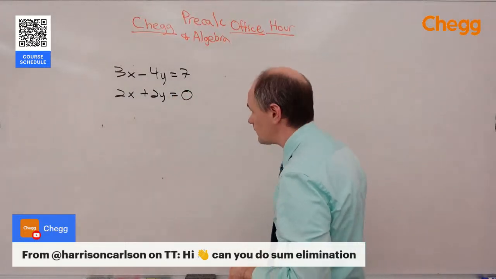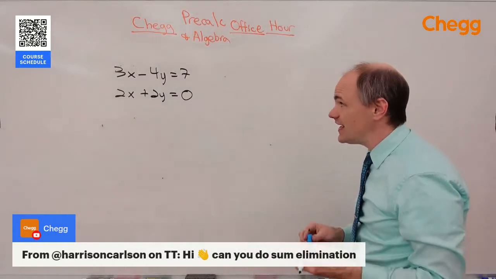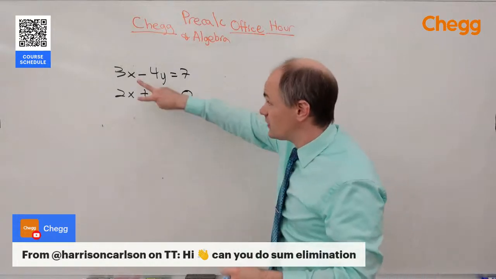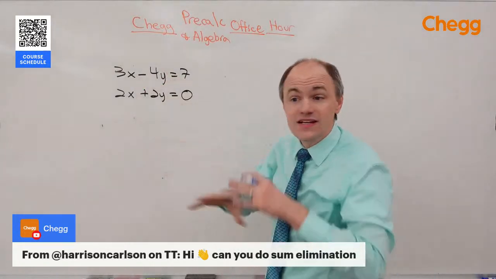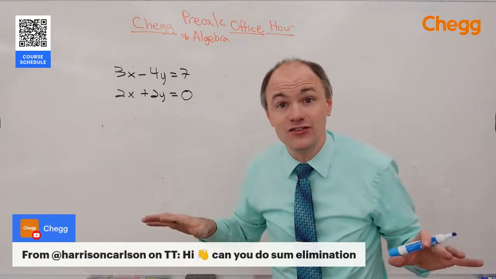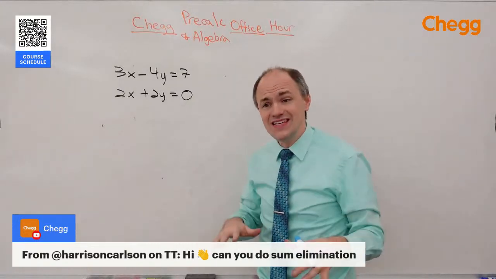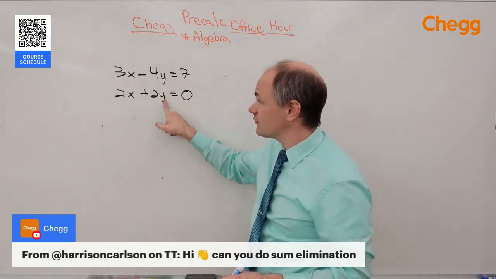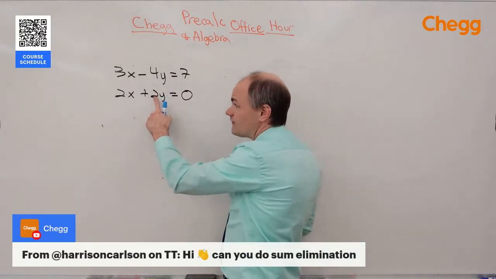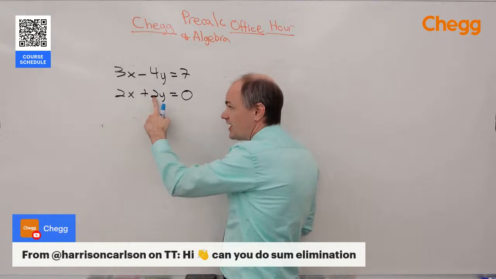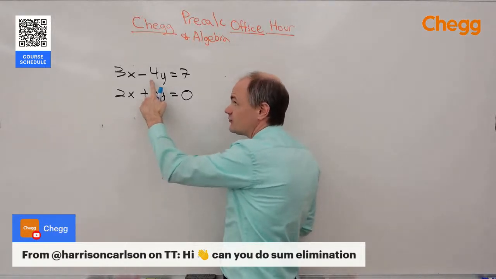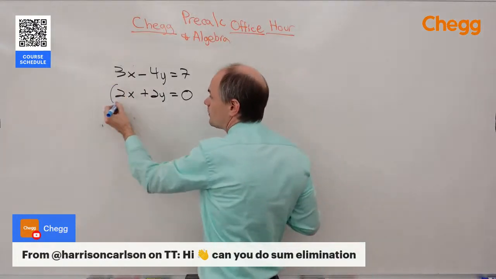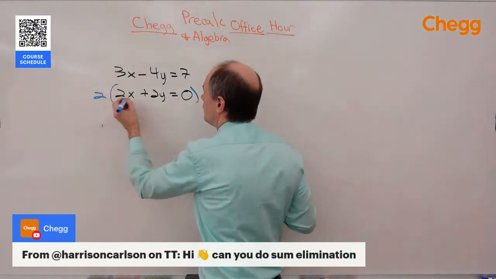The idea of elimination is we want to get opposite numbers in front of either the x or the y. And it doesn't matter which one we pick on, you'll get the same answer either way. Sometimes one is easier than the other. In this case, it's probably going to be easier to get opposites in front of y, because you notice if I double this 2 and make this a +4, +4 and -4 are going to sum to 0. So I'm going to multiply this equation by 2.